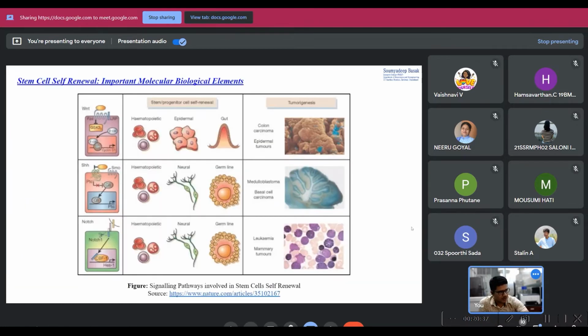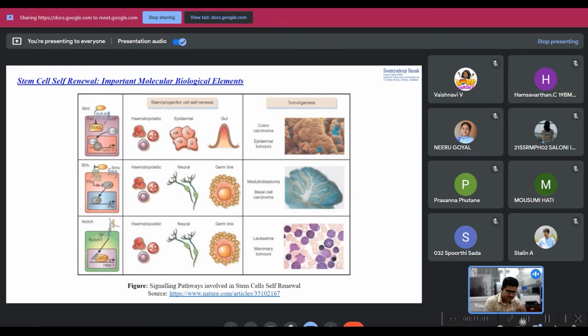So we are always discussing the stem cell properties of self-renewal as well as producing cells that have the fate to develop into a particular type of cell. So what governs this self-renewal property? What are the molecular mechanisms that regulate this self-renewal phenomenon of stem cells?